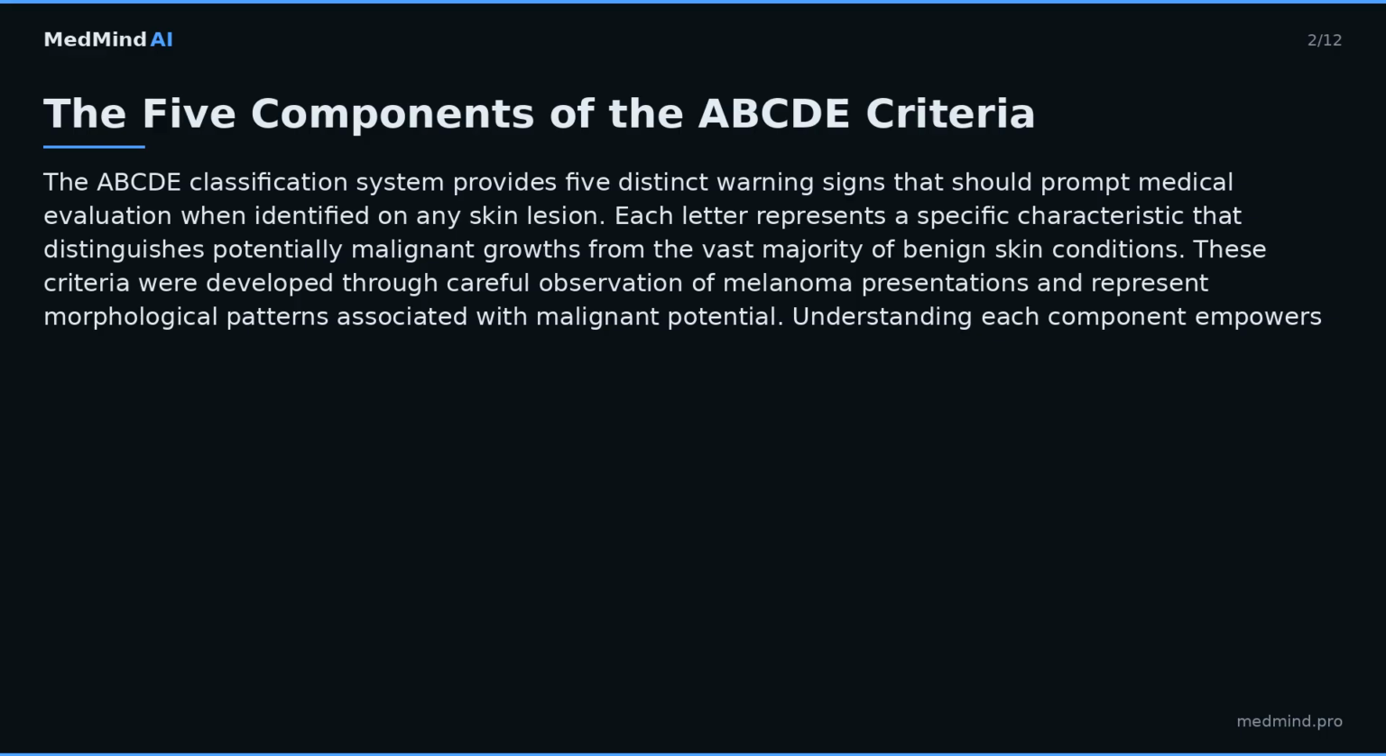The 5 components of the ABCDE criteria. The ABCDE classification system provides 5 distinct warning signs that should prompt medical evaluation when identified on any skin lesion. Each letter represents a specific characteristic that distinguishes potentially malignant growths from the vast majority of benign skin conditions. These criteria were developed through careful observation of melanoma presentations and represent morphological patterns associated with malignant potential. Understanding each component empowers patients and clinicians to make informed decisions about which lesions warrant professional assessment.